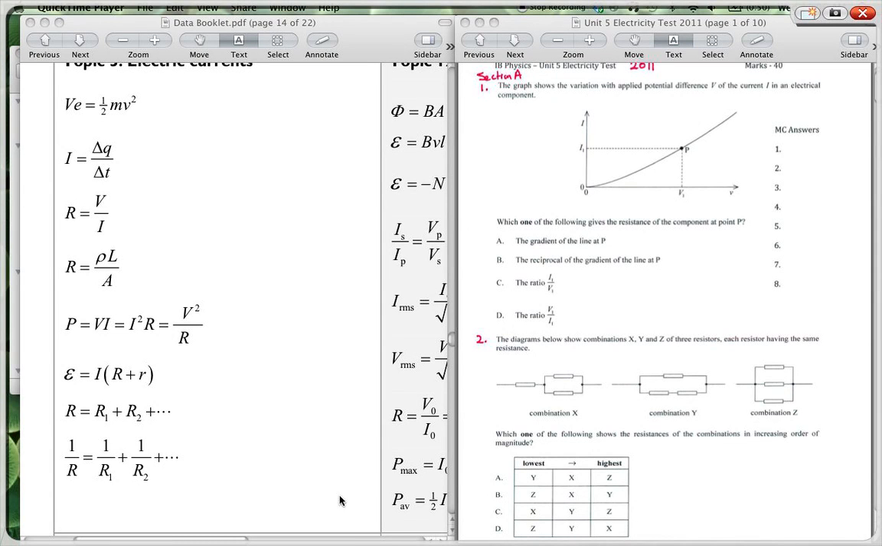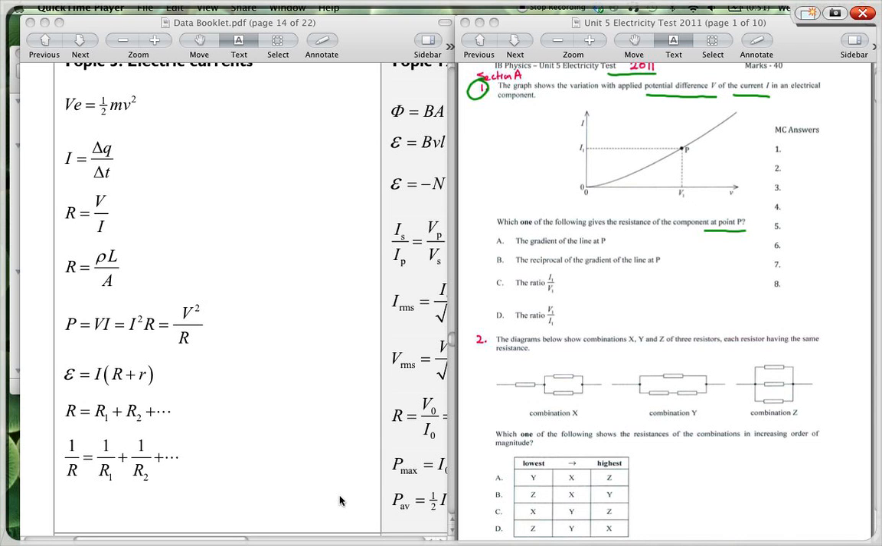Here we're looking at the 2011 test for Unit 5, Question 1. The graph shows the variation with applied potential difference V and current I in an electrical component. Which of the following gives the resistance of the component at point P?